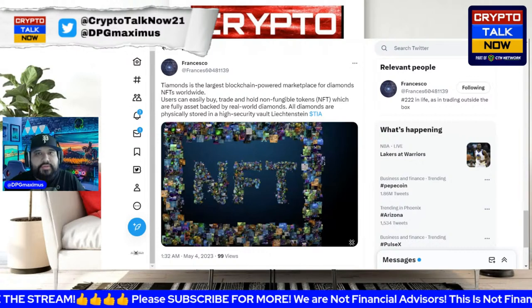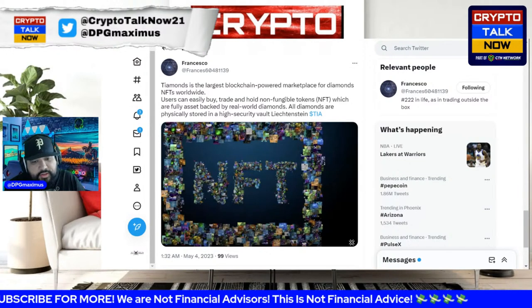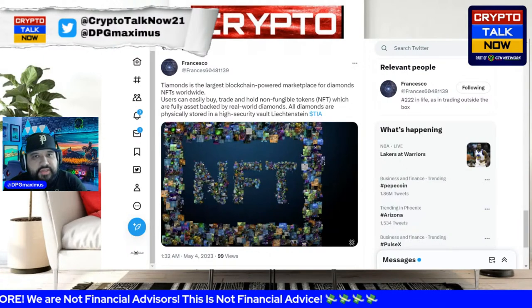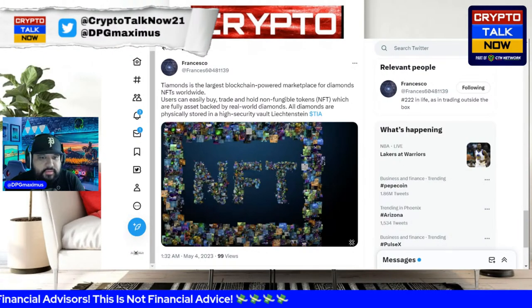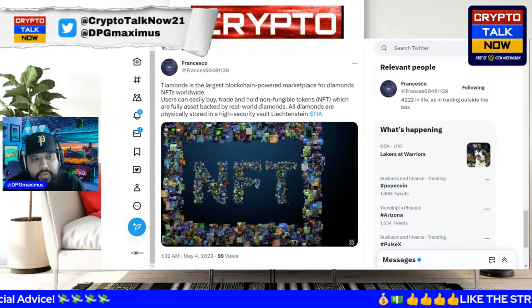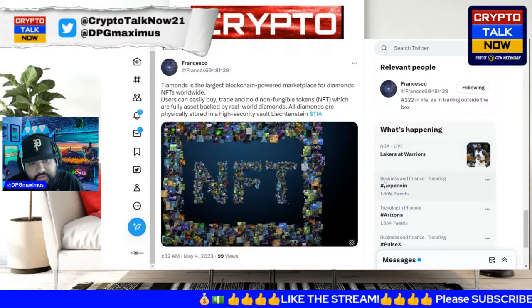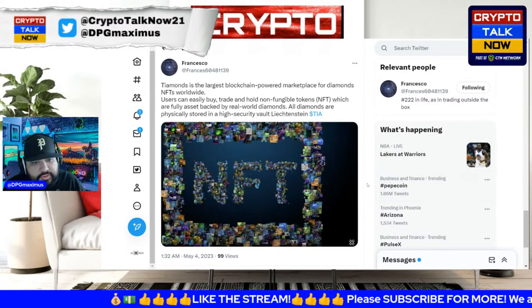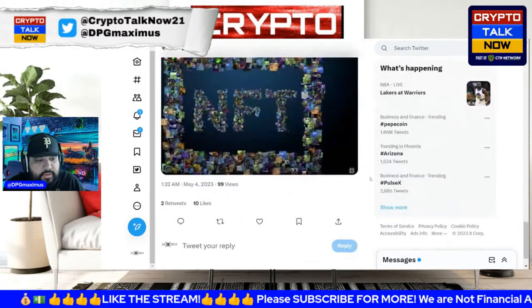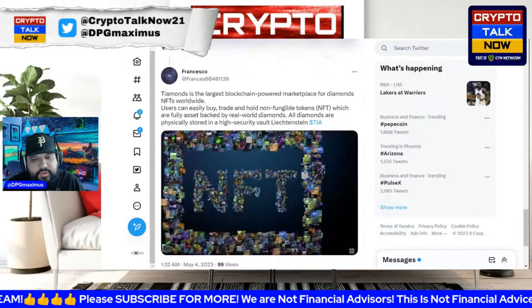This is just another perfect example of precious gems and jewels being tokenized. We saw, for instance, another particular project, right? Comtech Gold with XDC, right? These things are going big. It's becoming a big deal. All diamonds are physically stored in a high security vault in Liechtenstein. It's pretty impressive stuff, to say the least. At least I think so. So glad to share that with you guys.